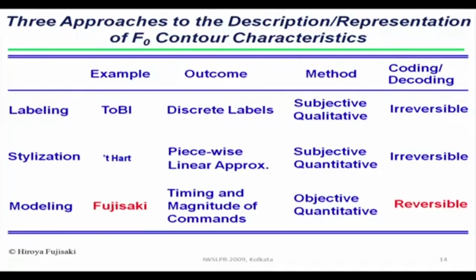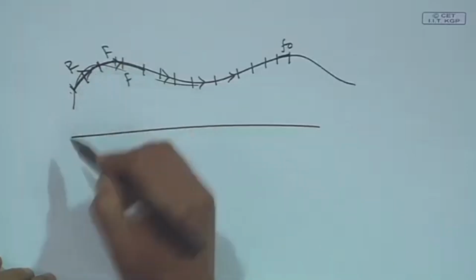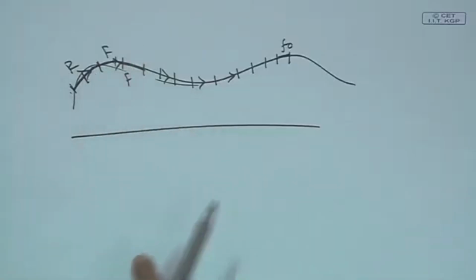So, I can say this is rising, this is flat, this is falling. Then I can define the pattern of rising: it is sharp rising, it is flat rising. Those kinds of things are used in the ToBI model. Okay. Then stylization: I can approximate the whole F0 contour as a set of linear segments.